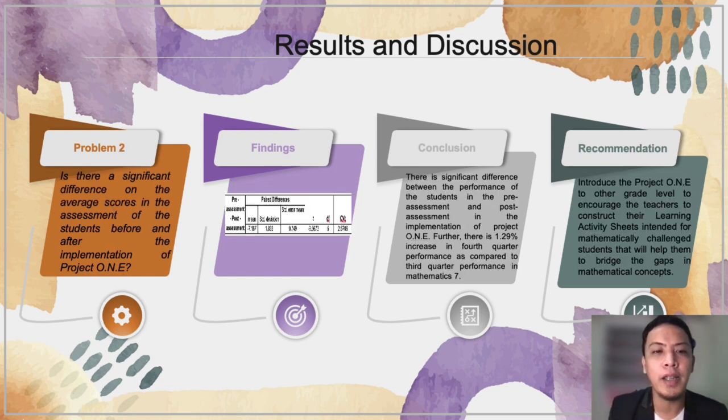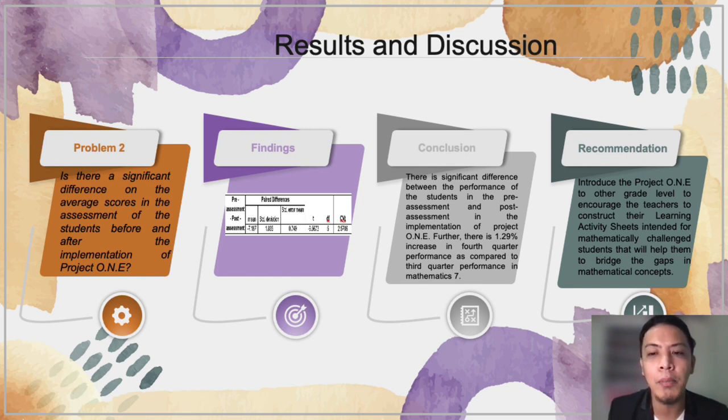As for problem statement number 2, there is a significant difference between the performance of the students in pre- and post-test assessment in the implementation of Project 1, since the computed t-value is greater than the critical value of t, which is 2.5706 with the degrees of freedom of 5 and p equals 0.05. And there is actually a mean difference between the two results of -7.167 with a standard deviation of 1.835 and a standard error of the mean of 0.749 at 95% confidence level.